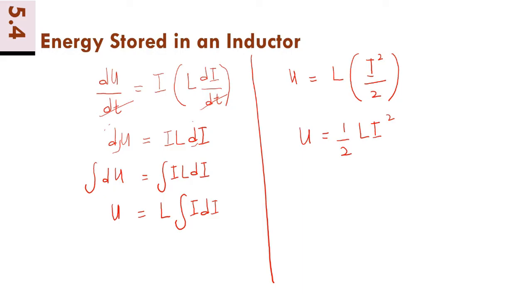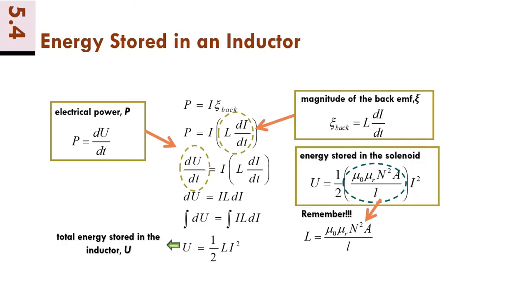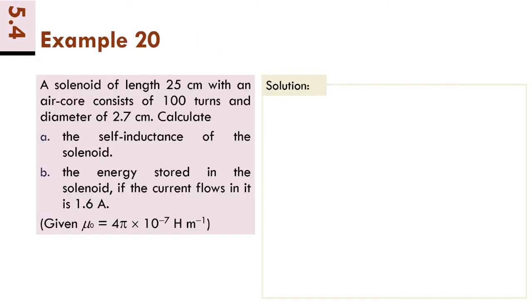So now we will look at an example. Before that, this is the overall derivation from P equals I V or I times back EMF. Then finally we get U equals 1 over 2 L I squared.